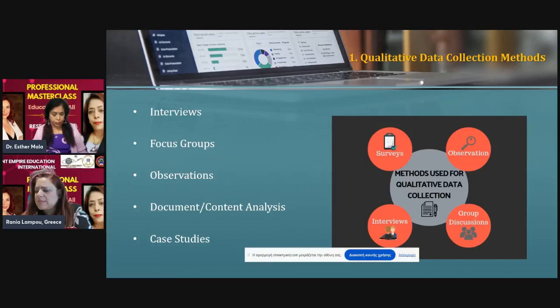And observations, usually recording behaviors or events as they naturally happen. Content analysis, how we examine text, images, videos, or media for themes. And case studies, detailed examination of a single subject, group, or event.